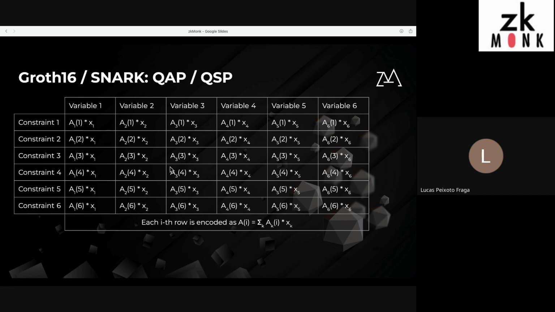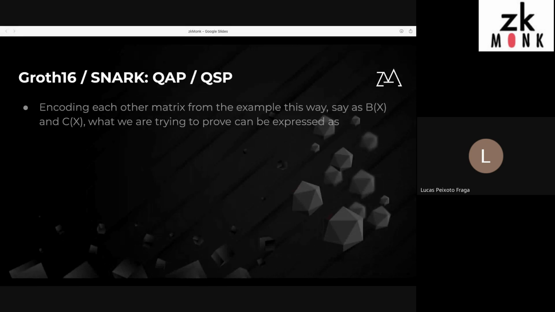A1 times X1, A2 1 times X2, A3 1 times X3, and we get the sum of the entire row. This is how QAP and QSP work. And now we have one polynomial that is encoding the entire matrix for us. And we can do the same thing for the other matrices from the R1CS.